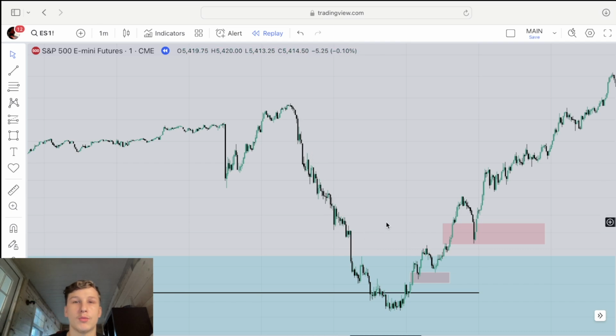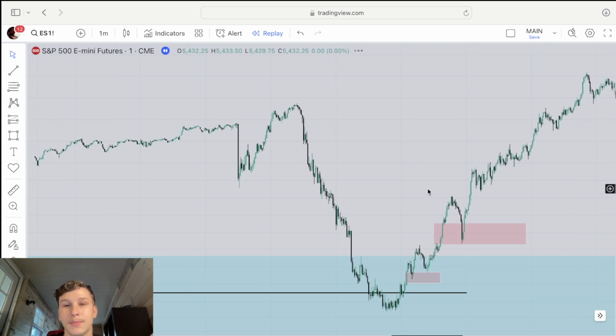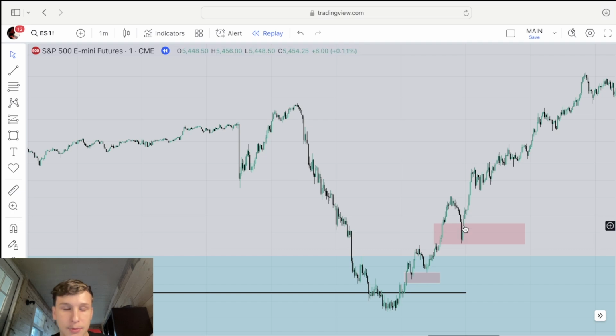But what I'm laying down for you guys is the key context and narrative from the daily all the way down to these lower time frames. So, two high probability opportunities here on Wednesday, the best day of the week by far.